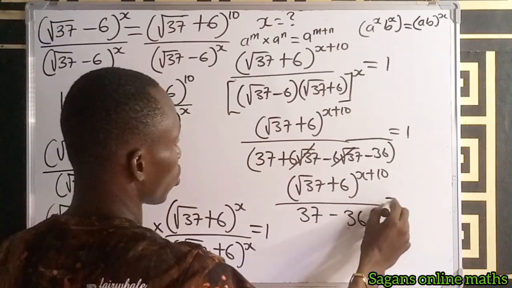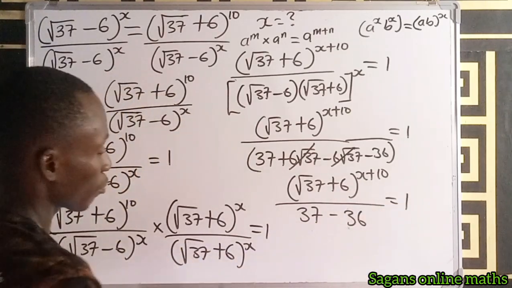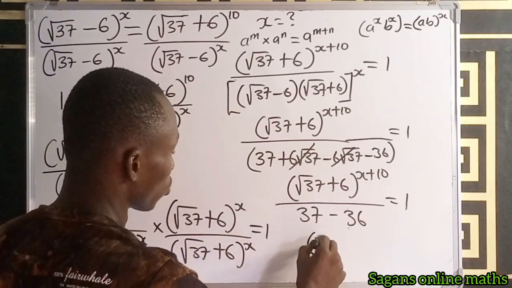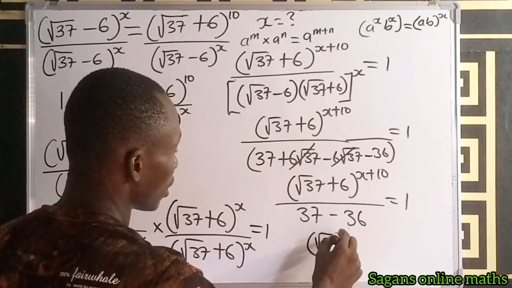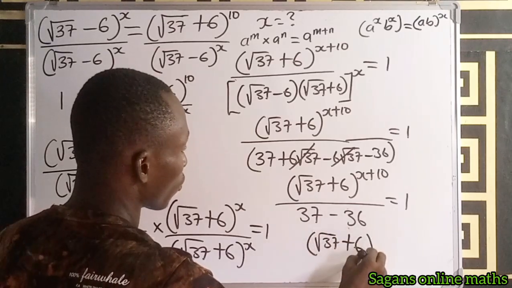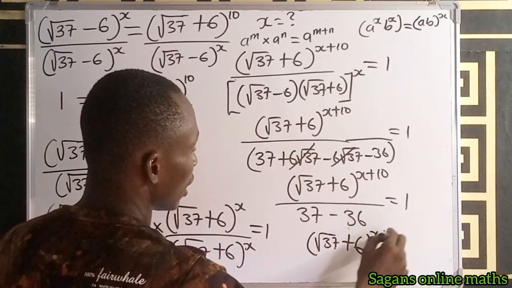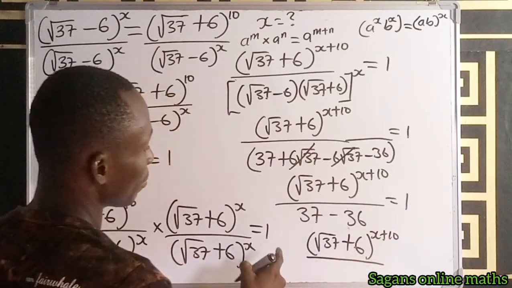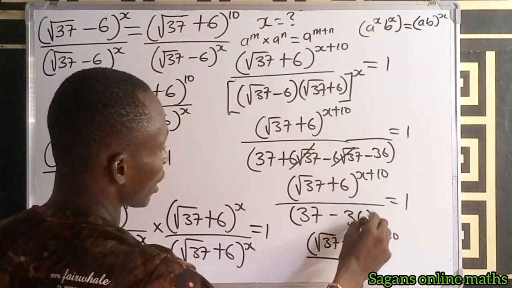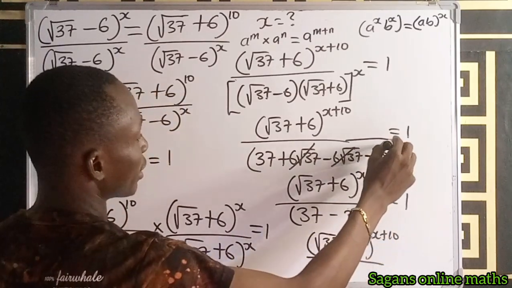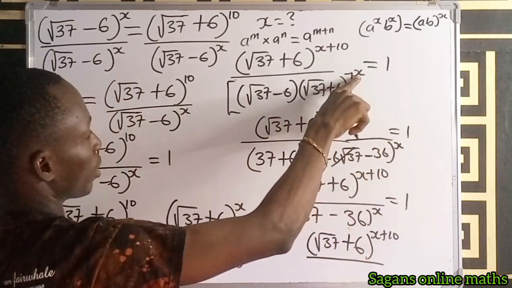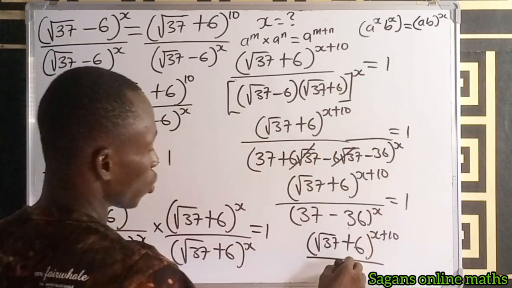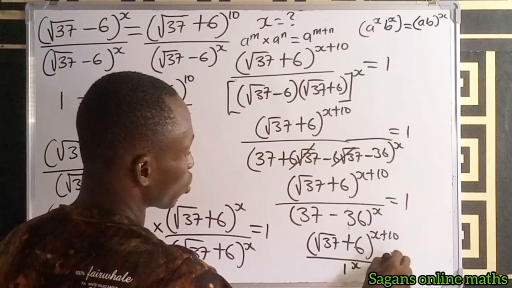36 equals to what? 1. Now from here, I'm going to have this is what? (√37 + 6)^(x+10) divided by, don't forget that this is all to the power of what? x. Because you have x here, okay? Look at our x. So we have x, we have x. So 1 to the power of x is equals to what?